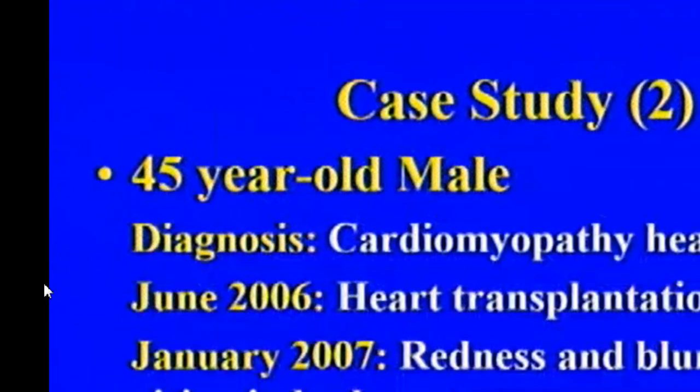This is a patient, 45-year-old male. He had cardiomyopathy with heart failure. He then had heart transplantation and developed redness and blurring of the vision. Blurring of vision and redness. He was complaining for 1 month, and nobody in the internal medicine team looked at the eye. Well, his vision was hand motion in the right eye and hand motion in the left eye.